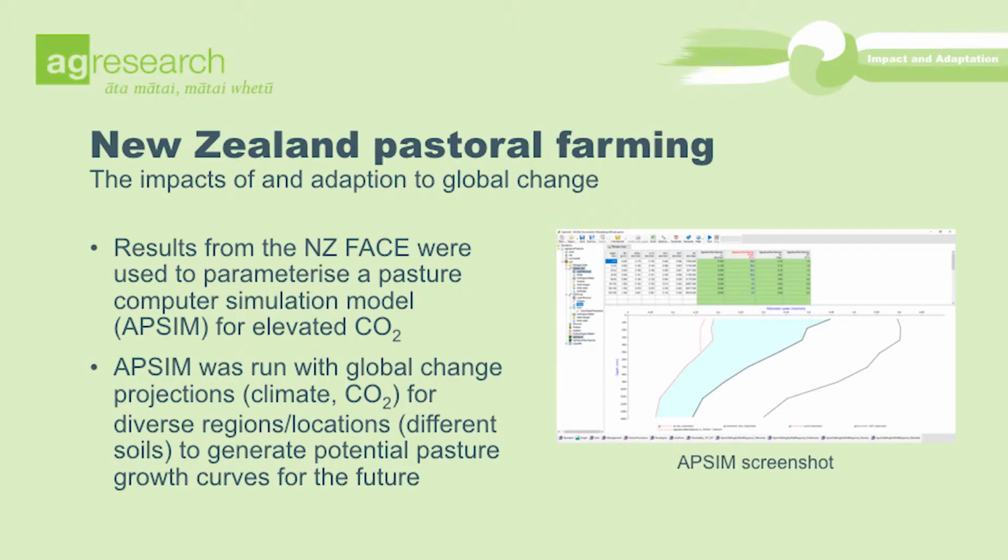So what we've done is taken the data from the FACE experiment and used it to parameterize a pasture computer simulation model called APSIM for elevated CO2. It's quite hard to get a picture of a model, but there's a screenshot of APSIM in action. And what we basically did was run APSIM with global change projections for future CO2 and climate for different regions of New Zealand, which have different soil types, and we generate potential future pasture growth curves.